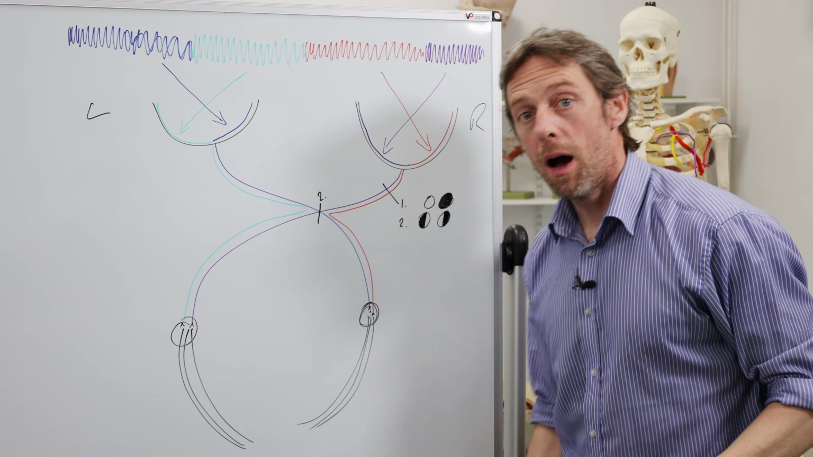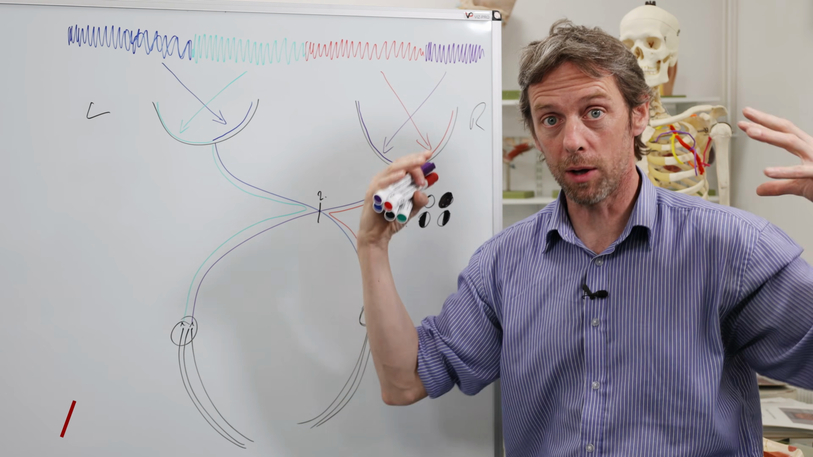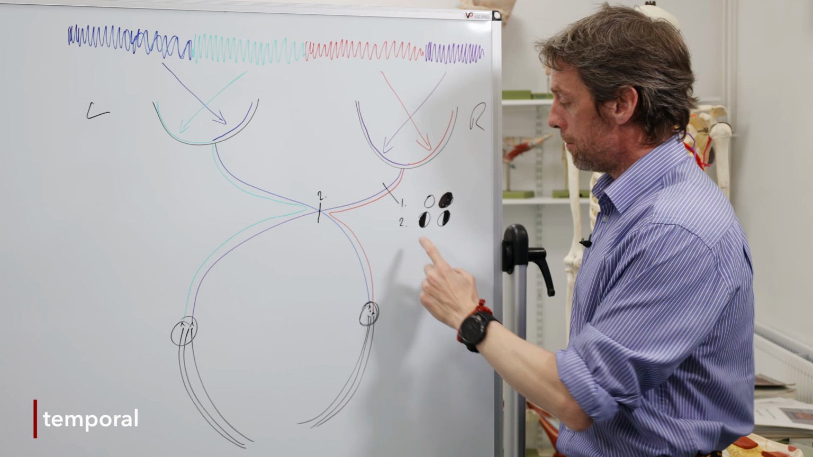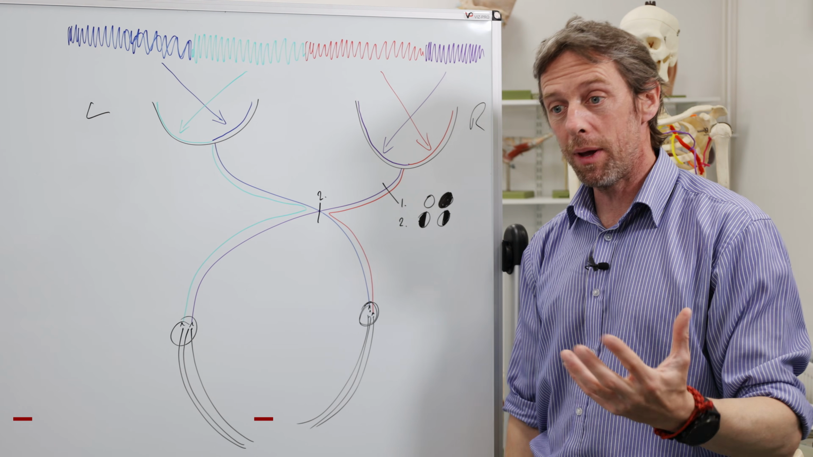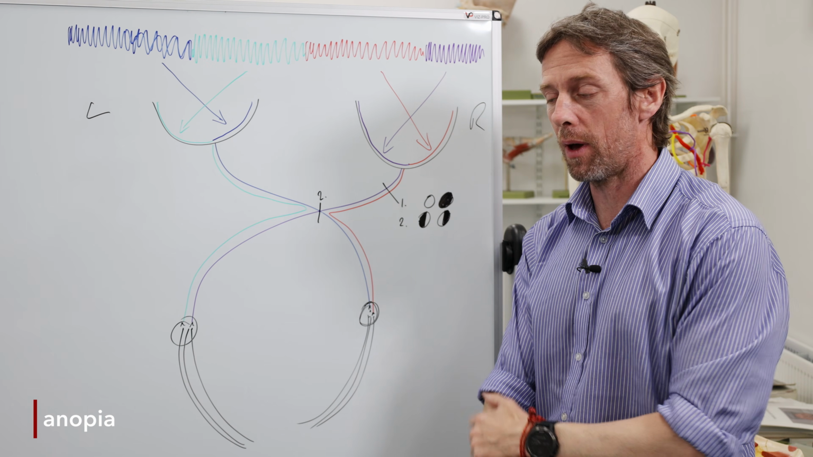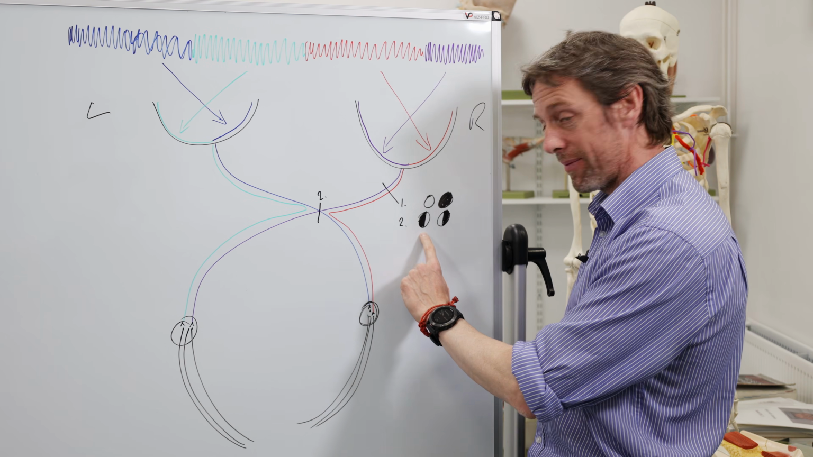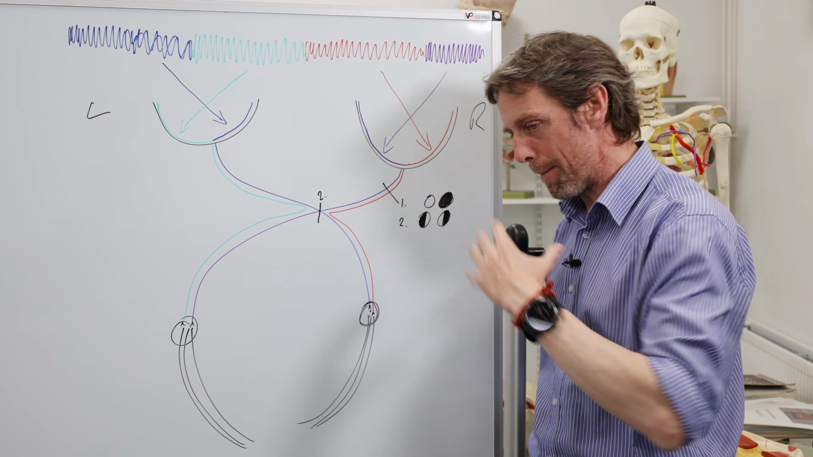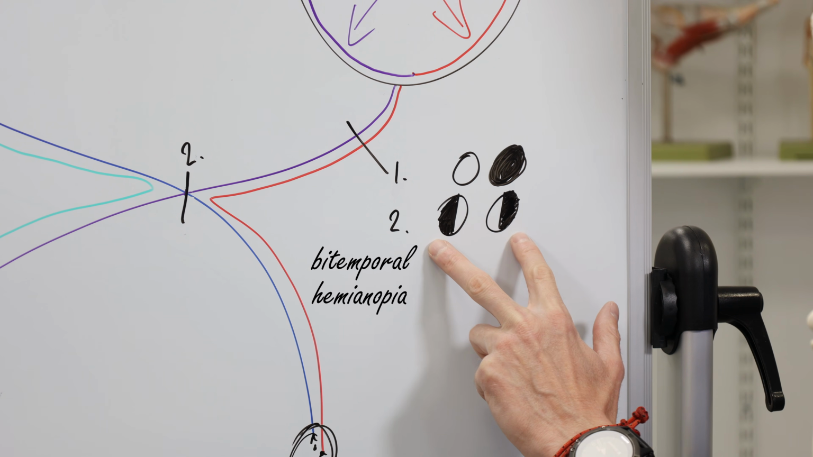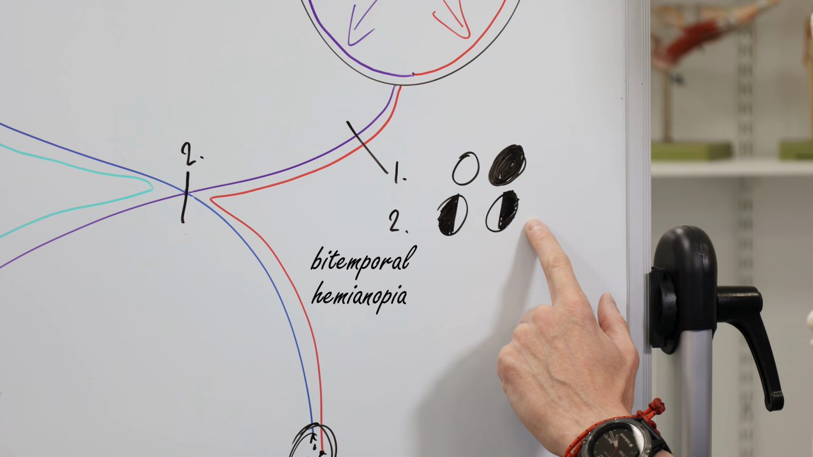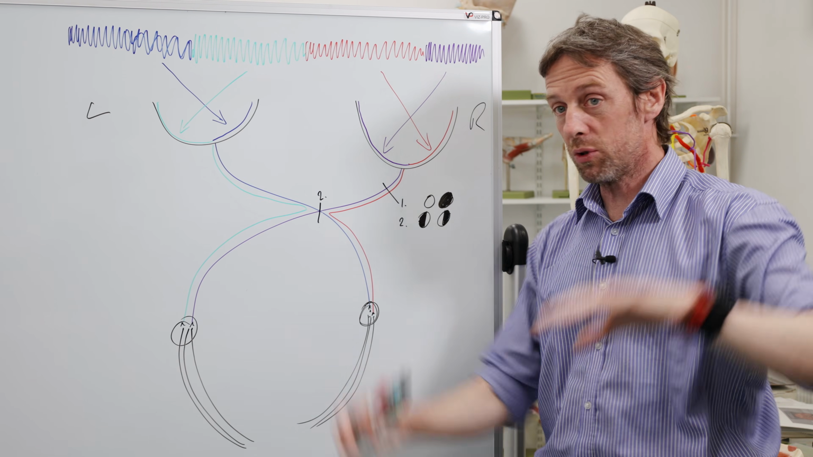I've said these lateral fields of view are temporal parts of your field of view, hence because it's both eyes, temporal, bitemporal. Anopia or anopsia means a loss of vision. So hemi means a half loss of vision in each eye. Now this is known as bitemporal hemianopia or hemianopsia. Bitemporal hemianopia. So you would lose that lateral.